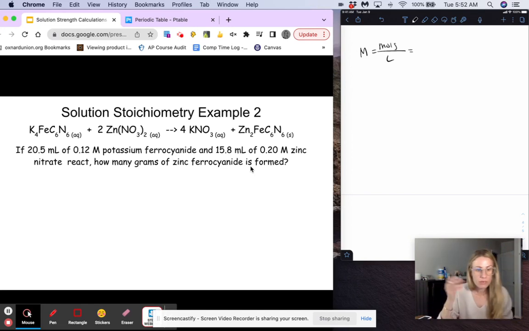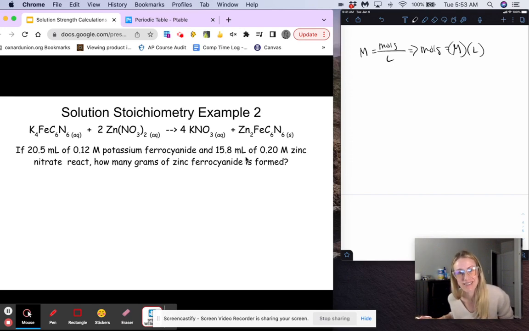So for the first one, potassium ferrocyanide, I know that if I convert this equation to equal moles, it'll be moles equals molarity over, Mrs. Stewart, it's too early to do that. Moles is equal to molarity times volume. So moles equals molarity times liters. Okay, do you see what I did there? I was trying to do that in my head and it just didn't work. So I multiplied both sides by liters or volume.